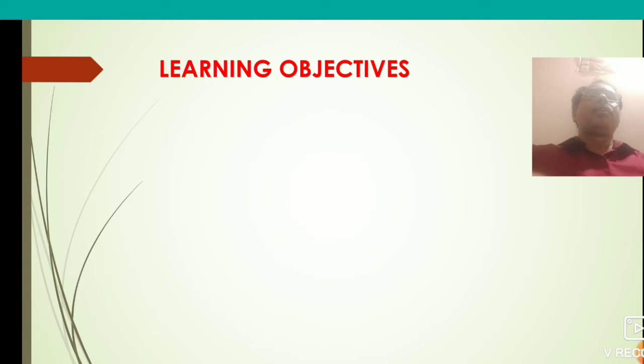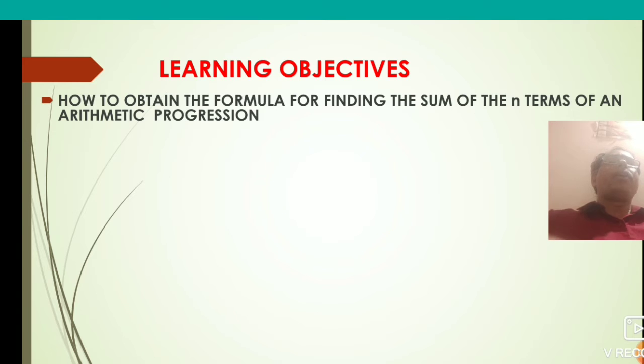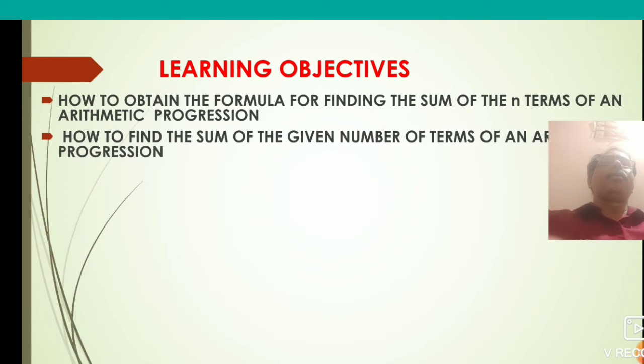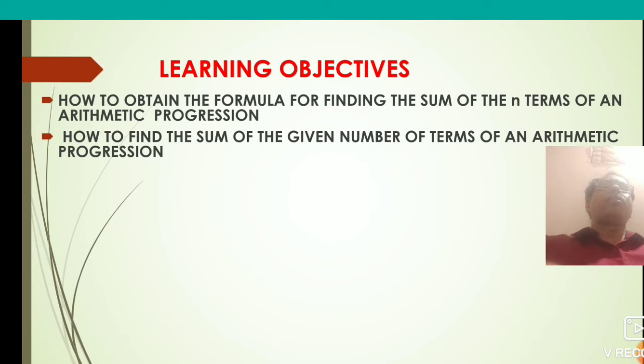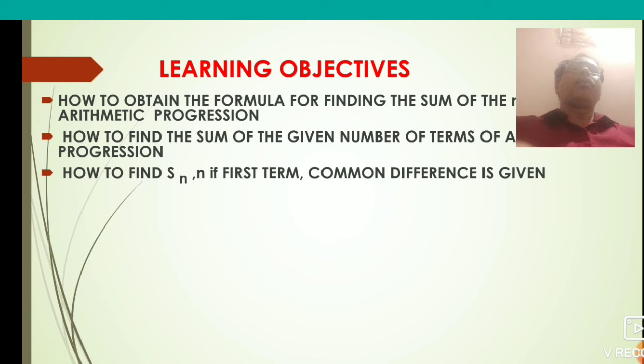Now, dear students, continuation of the progression's next part. Learning objectives. How to obtain the formula for finding the sum of n terms of an arithmetic progression. How to find the sum of the given number of terms of an arithmetic progression. How to find Sn and n if first term and common difference are given.